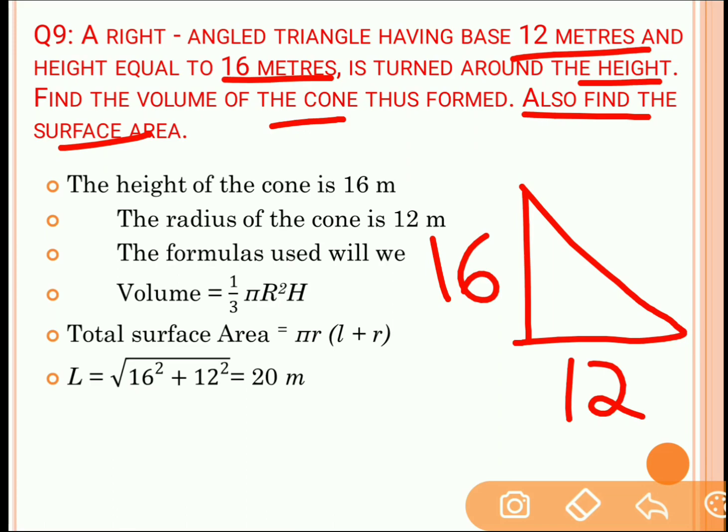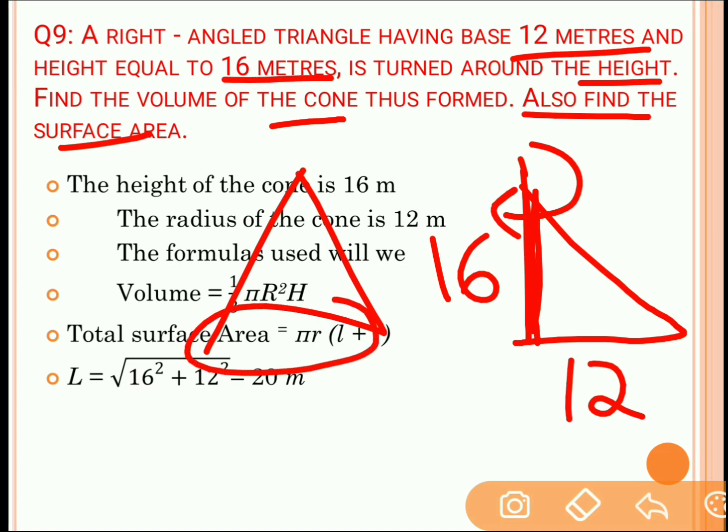This right angle triangle is rotated along this height. So when it is rotated along this height, you will get a cone. When this triangle is rotated by 360 degrees, you will get a cone. Now we need to find out the volume of the cone and the surface area.